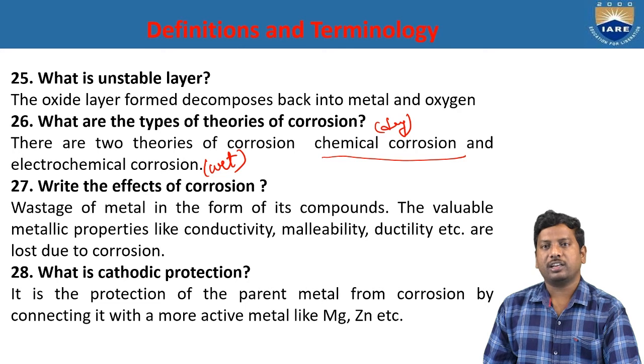And what is cathodic protection? It is the protection of the parent metal from corrosion by connecting it with a more active metal like magnesium and zinc. For example, if you coat the base metal iron with either zinc or magnesium, the zinc and magnesium act as a more active metal. That means they can sacrifice their life. So this is nothing but cathodic protection. And finally, the base metal iron acts as a cathode and stays on the safe side.